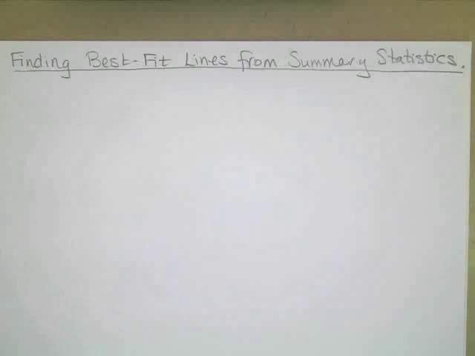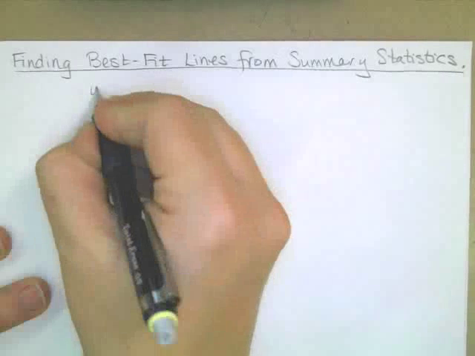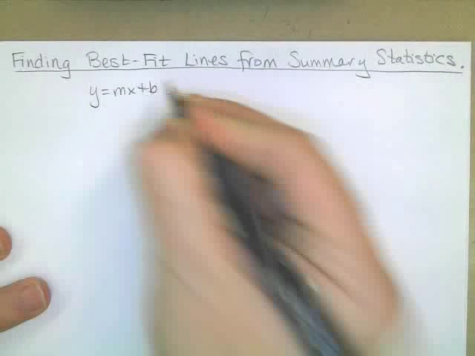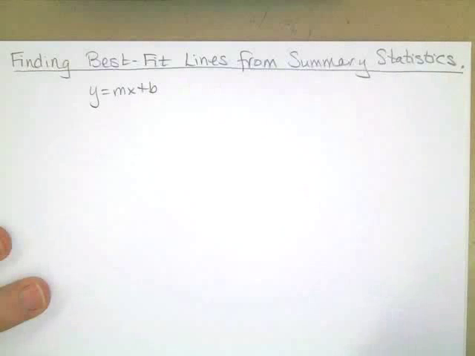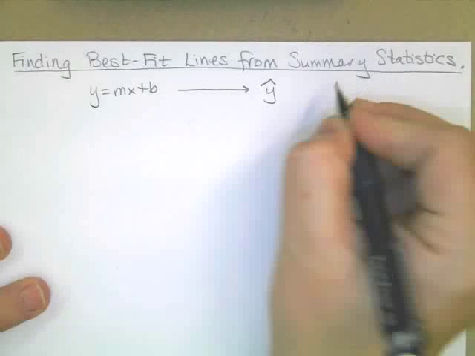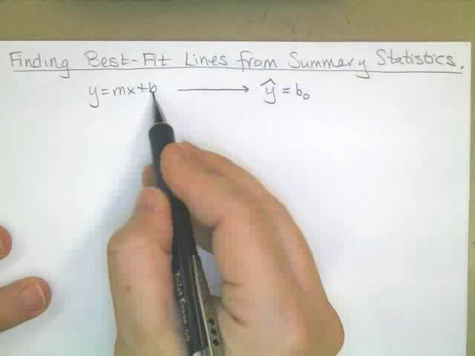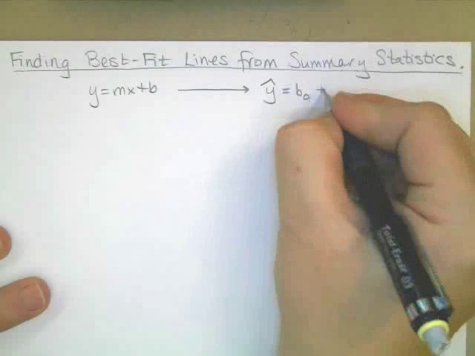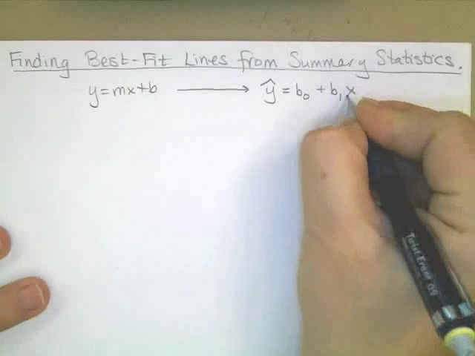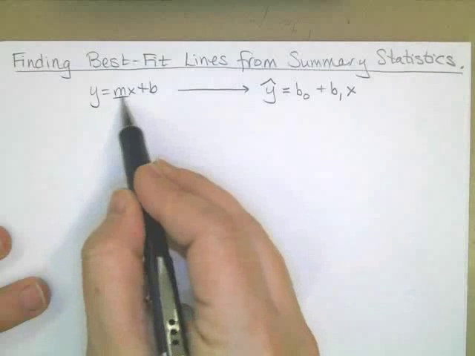We're just going to learn how to find best fit lines from summary statistics. The first thing we need to know is what our equation of the line is. Traditionally, you might be familiar with the line y equals mx plus b. In stats, it's the same idea, just different notations. The equation we'll use is the predicted y is equal to b sub 0, which is the same as this b right here, plus b sub 1 times x. So what they do differently is they switch the order, and instead of m, they use b sub 1.